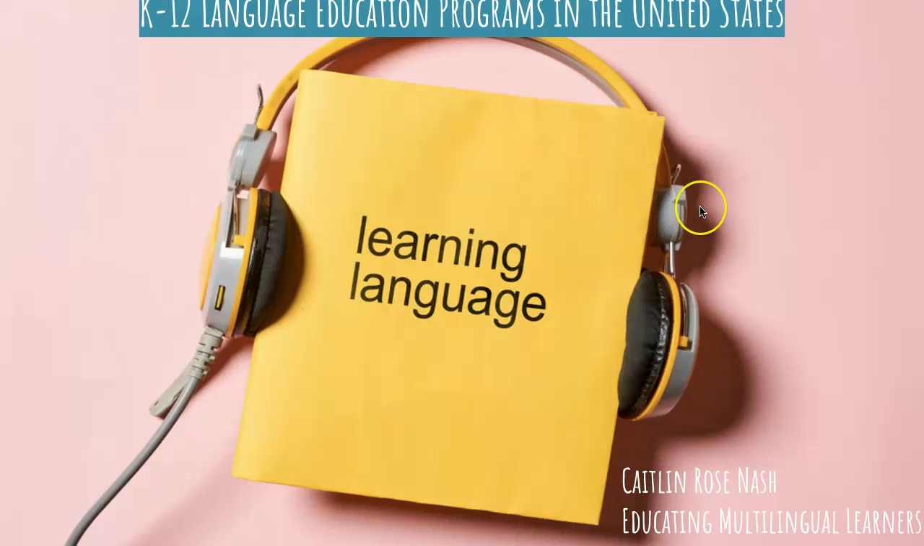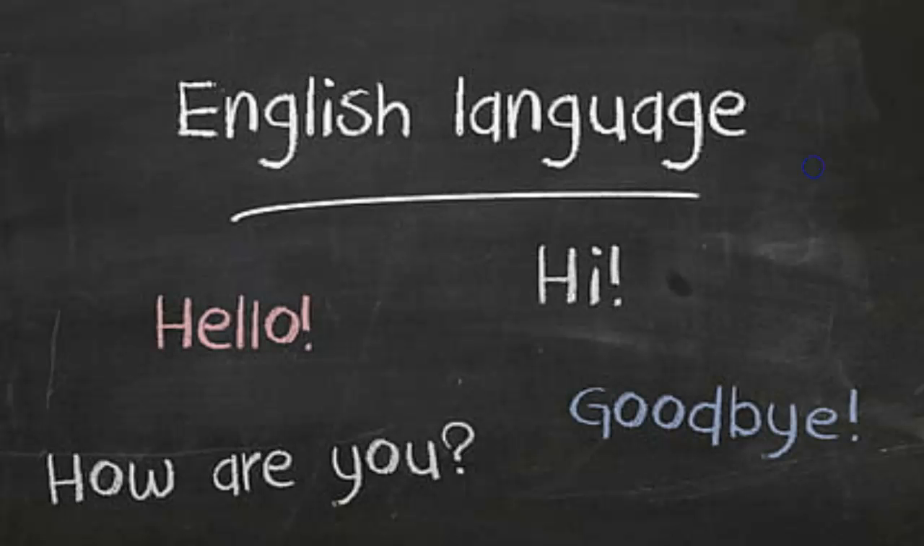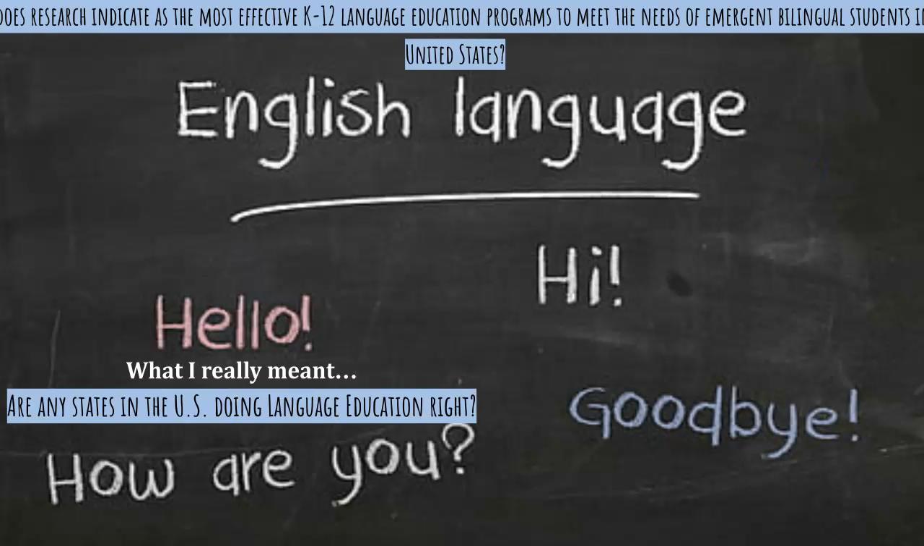So moving in, as I mentioned, my theme for my capstone project was K through 12 language education programs in the United States. So, what does research indicate as the most effective K through 12 language education program to meet the needs of emergent bilingual students in the U.S.? I apologize, some of my slides is cut off by the screencast.